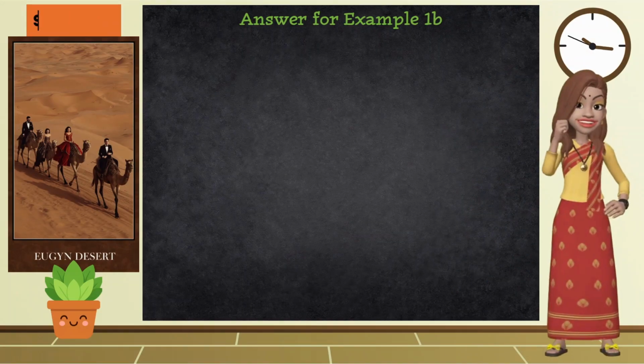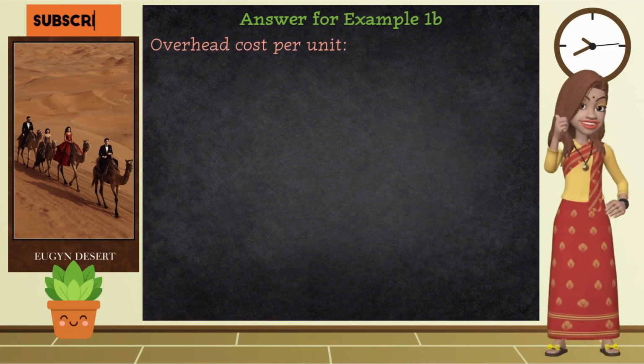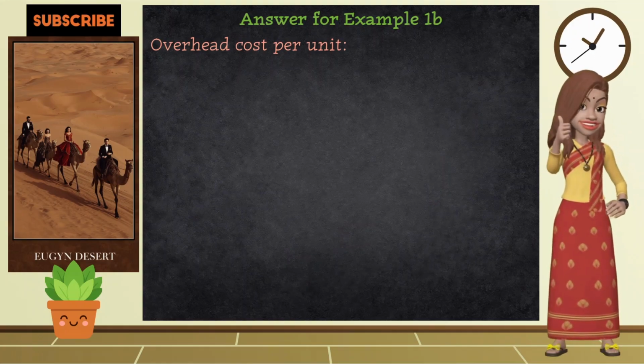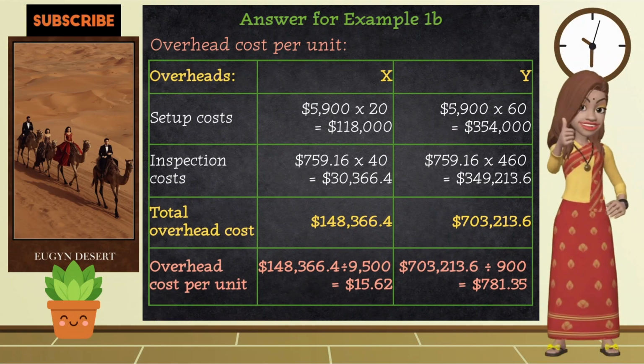Next, we calculate the overhead cost per unit for each product. We first get the total setup cost and total inspection costs for the products. To calculate the total setup cost, we multiply the cost driver rate per setup times the number of setups for the product. For example, for X, we have $5,900 per setup times 20 setups.